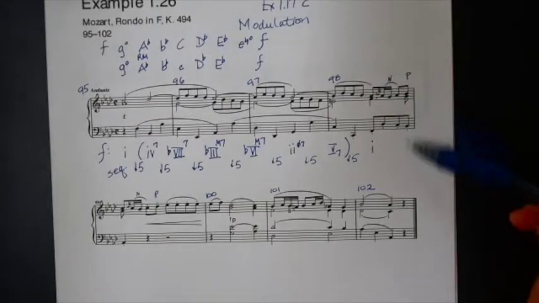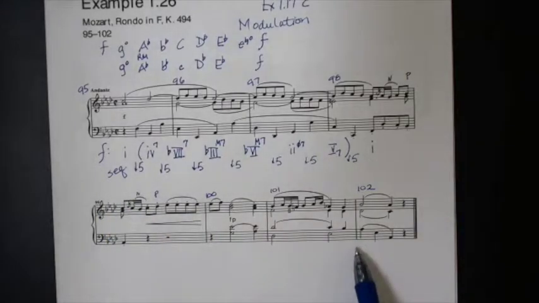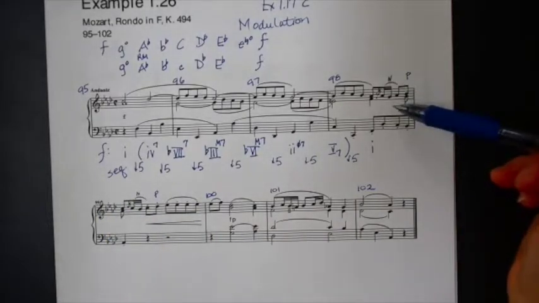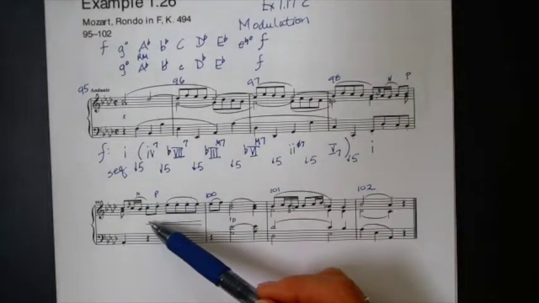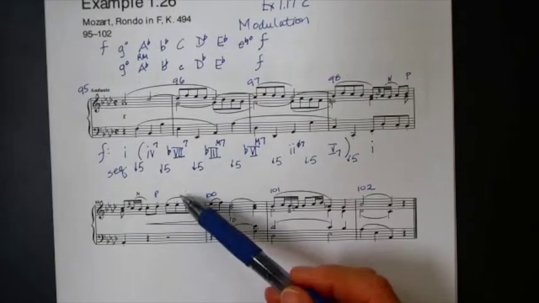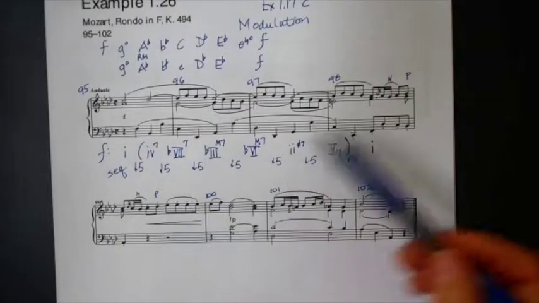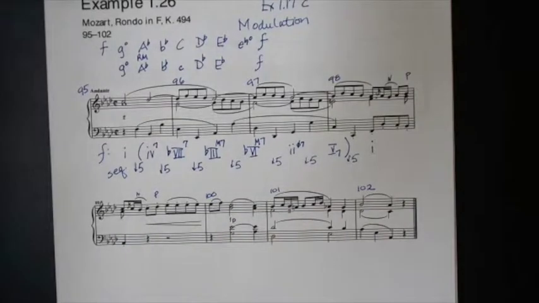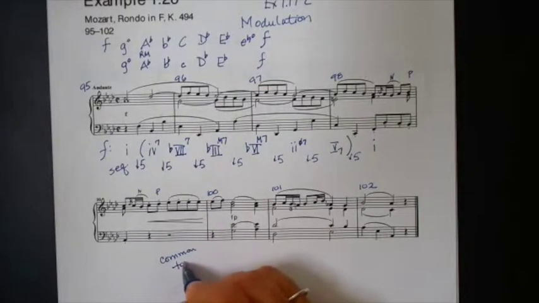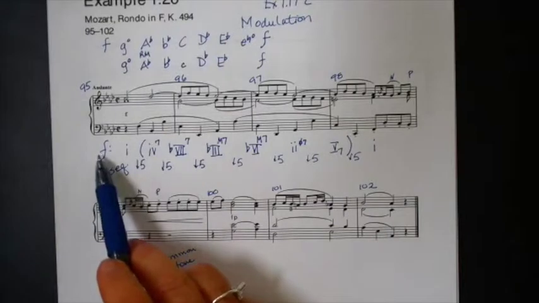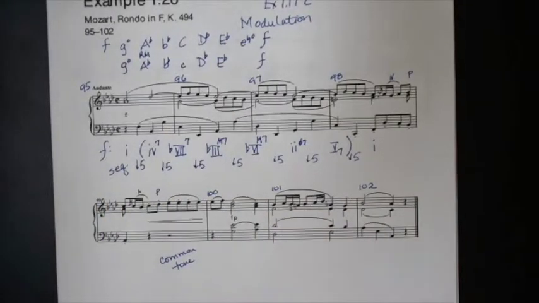So one way of analyzing this modulation from F minor over to A flat major is to say it's a sequential modulation. We have a motive, it sequences up by third, and the third statement would be the simplified version of yet another third. A flat to C to E flat, so certainly it's possible to analyze this as a sequential modulation.